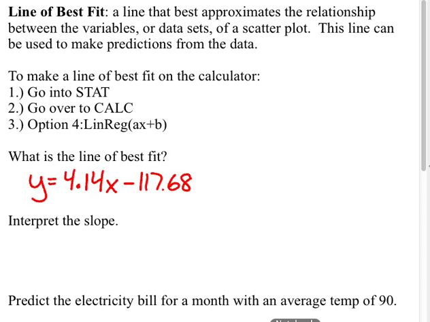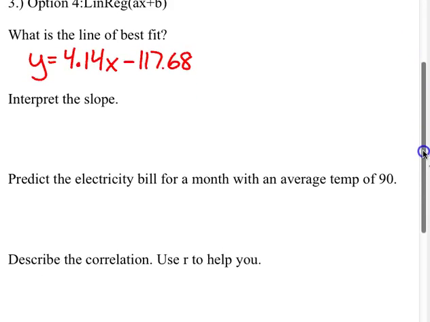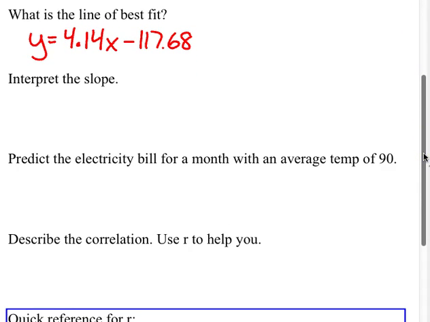Let's take a look at what else we can do with this. First of all, interpreting the slope. The slope of this line is the 4.14. We know that, but what does it mean? We're talking about average temperature and electricity bill. So what is our 4.14 telling us?